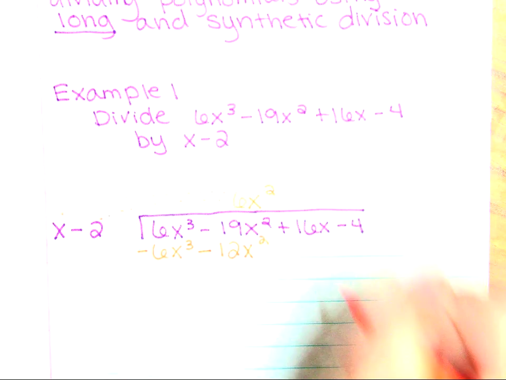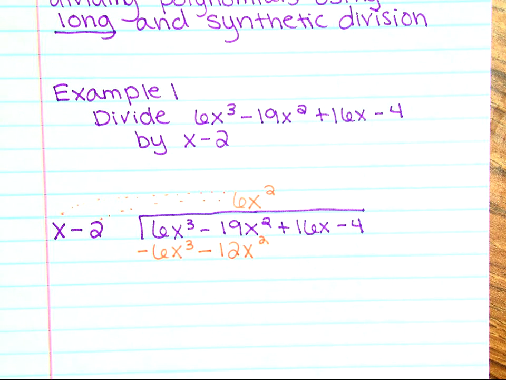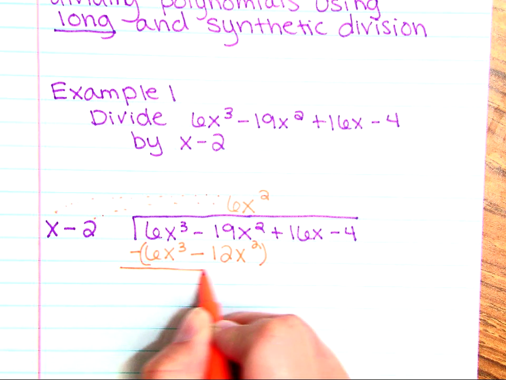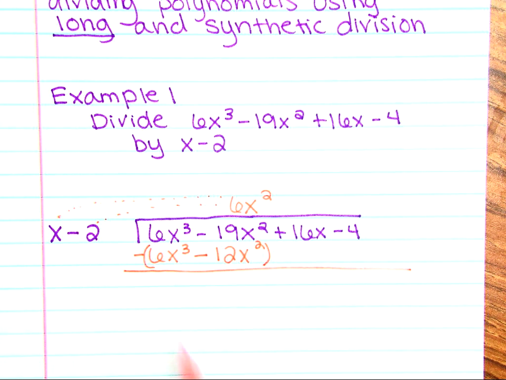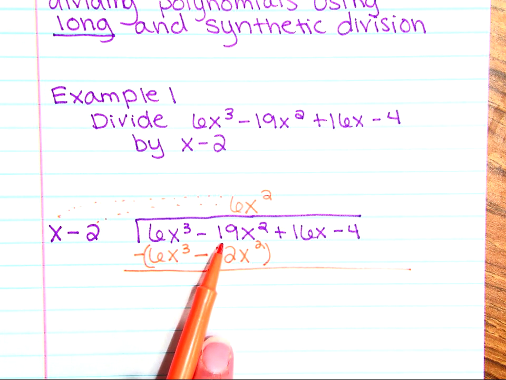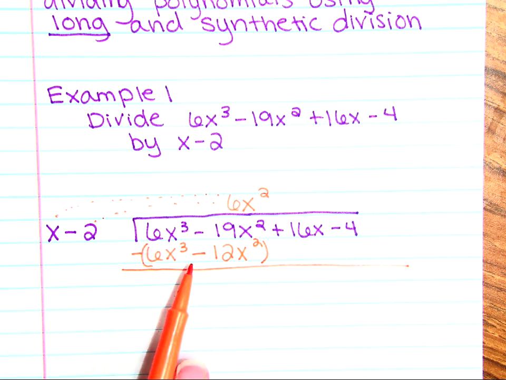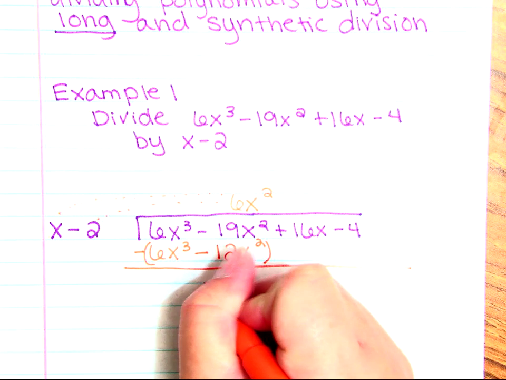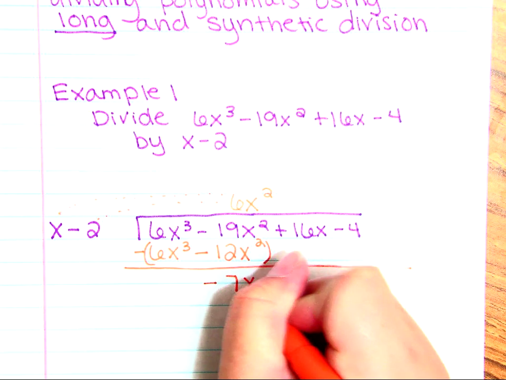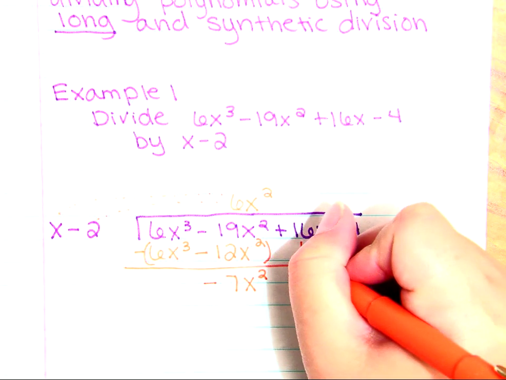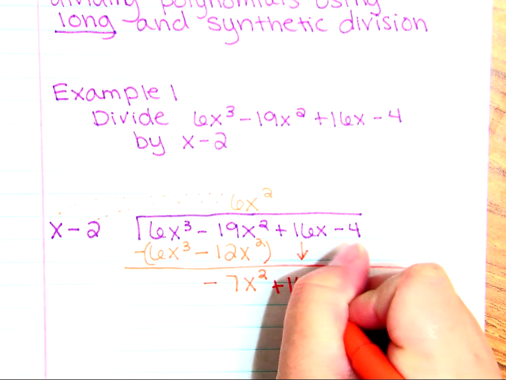Okay? Now, here's where you have to be careful. That whole thing is subtracted. So here, 6x cubed minus 6x cubed is going to be 0. Then I have negative 19x squared minus a negative 12x squared. So I'm really adding 12x squared. So I have negative 7x squared. And then I want to go ahead and bring down, so plus 16x.